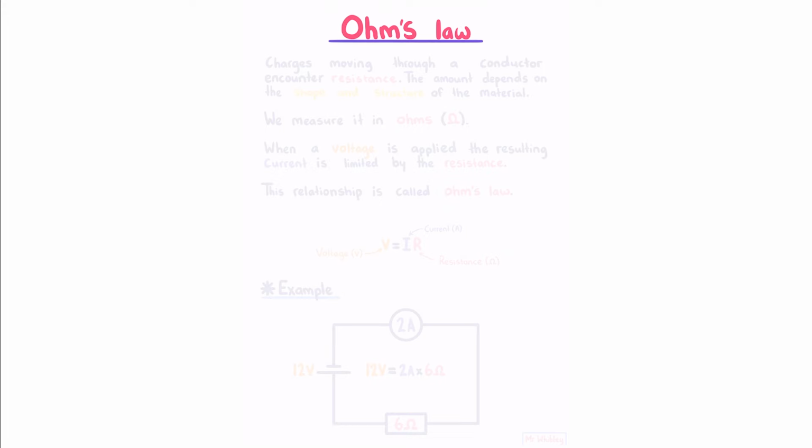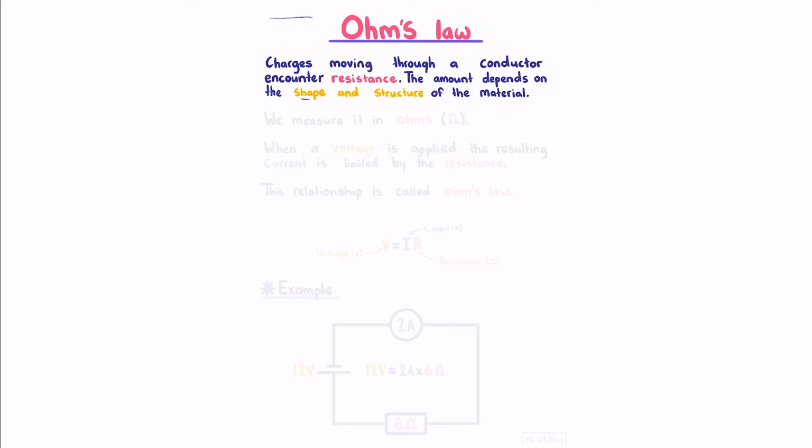Ohm's law. Charges moving through a conductor encounter resistance. The amount depends on the shape and structure of the material. So for example, for shape, a thinner wire is going to have a higher resistance than a thicker wire, because a thinner wire has less room for the electrons to flow through. And an example of structure would be having a wire made out of copper rather than a wire made out of aluminium. Copper has a lower resistance, making it a better conductor.